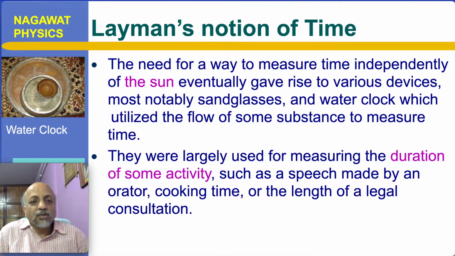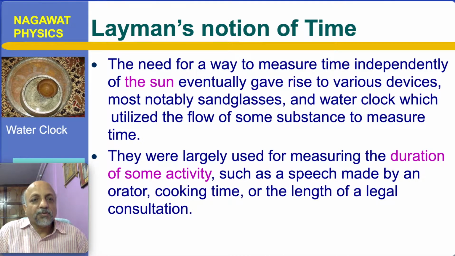These water clocks and sun clocks were largely used for measuring time duration rather than keeping a time record. The duration of some activity, such as a speech, a lecture, cooking time, or the length of a consultation. So time and time duration both are important. An event has a beginning at a particular instant of time, but it may have a duration of time as we understand it from a layman's perspective.